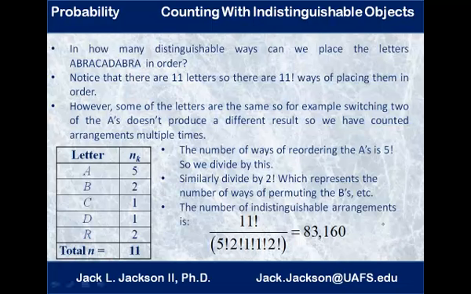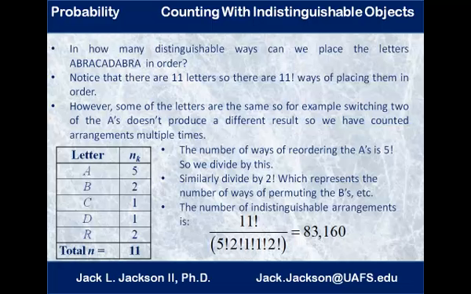Well, let's take a look at it now. Let's count them up. We have 11 letters. There are 11 factorial ways of placing those letters in order, but we can't tell some of them apart. They're not distinguishable. Some of them are indistinguishable. So if you look at it, we count them up by letter. There are 5 A's, 2 B's, 1 C, 1 D, and 2 R's for a total of 11 letters. So we could start with our 11 factorial ways of putting them in order, but we could switch those A's around, and there are 5 of those A's. There are actually 5 factorial ways of switching those A's around.